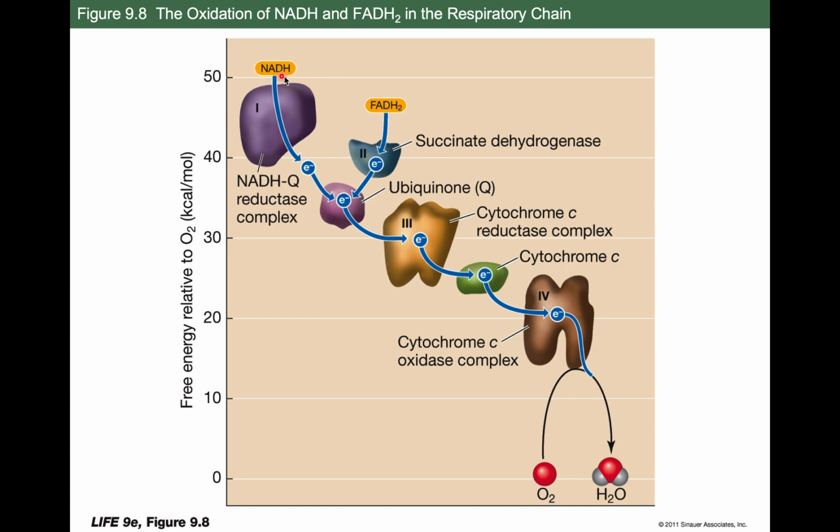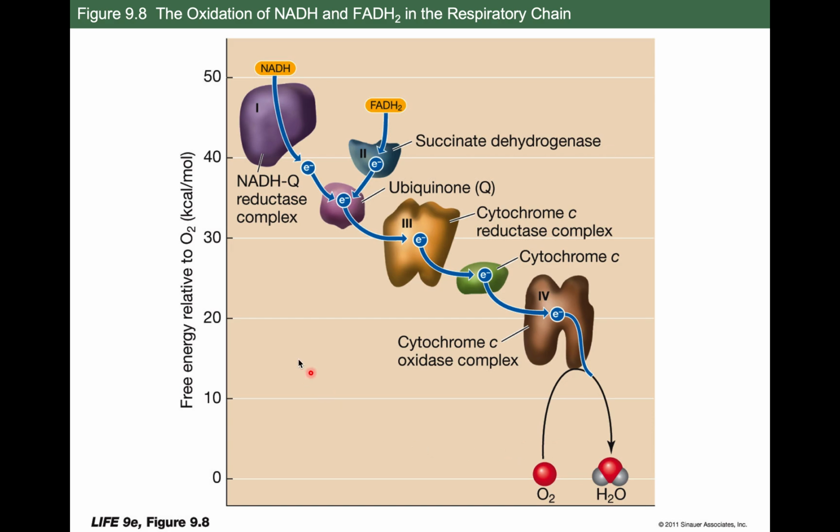But again, these electron carriers, NADH or FADH, are going to drop off their electrons at the top of the chain. NADH will deposit its electrons into complex 1. FADH will deposit its electrons into complex 2. But in both cases, those electrons are going to get passed down the chain again to oxygen that'll be waiting at the end to pull those out.